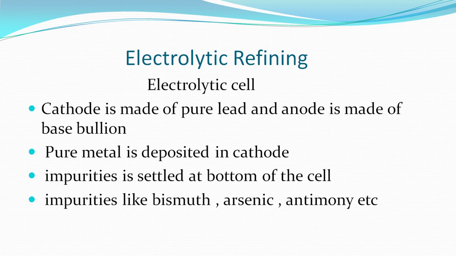As you know, in an electrolysis process, one is cathode and one is anode. The cathode is made of pure lead and the anode is made of base bullion. From the base bullion, the pure lead goes and deposits on the cathode, and the impurities in the base bullion settle down at the bottom. Slowly, impurities like bismuth, arsenic, and antimony settle down, and all the pure lead goes directly and deposits on the cathode. So this is a very simple process, my friend.